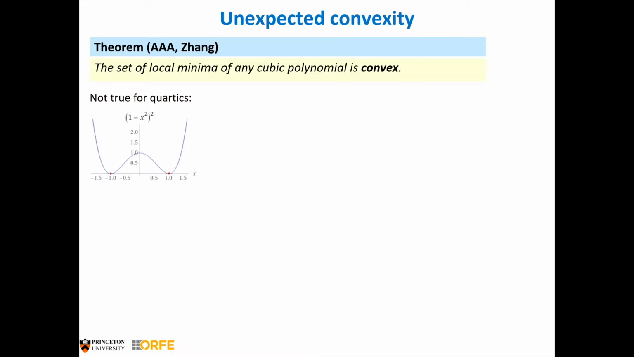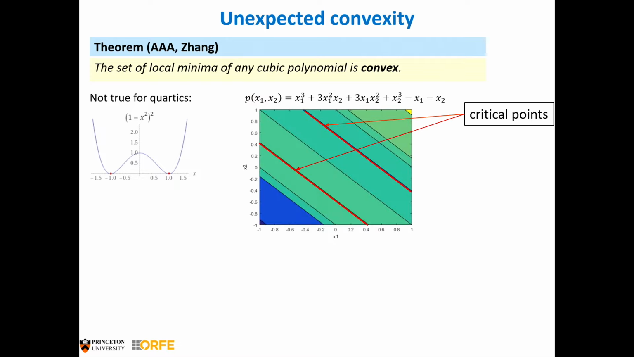And this is very special to cubics. It's clearly not true for quartics, even in dimension 1. Right? So this quartic has 2 isolated local minima. Okay? So once again, I'm not going to prove this, but let's draw a picture for some intuition. So here I have a bivariate cubic. And if you plot the set of its critical points, so these red lines are where the gradient vanishes, this is not a convex set. It sort of makes sense because it's the zero set of some quadratic equations with some structure.